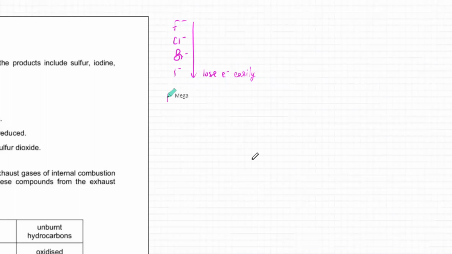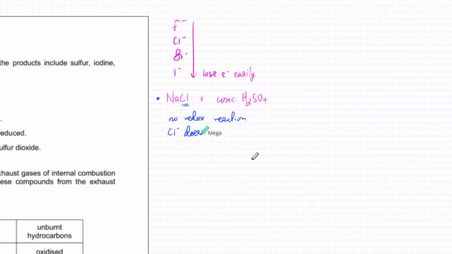When you react NaCl with concentrated H2SO4, there is no displacement, there's no redox reaction. Why is there not a redox reaction? Because Cl-1 does not like to lose electrons. Cl-1 holds on to its electrons. It doesn't like to get oxidized. Is the idea clear?